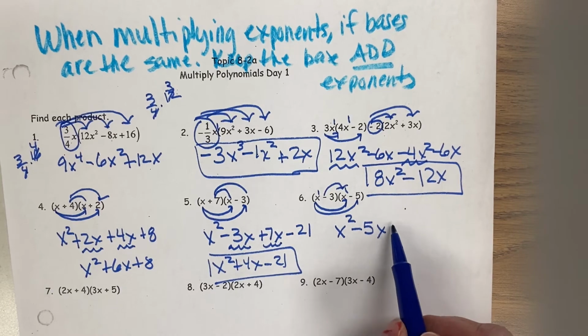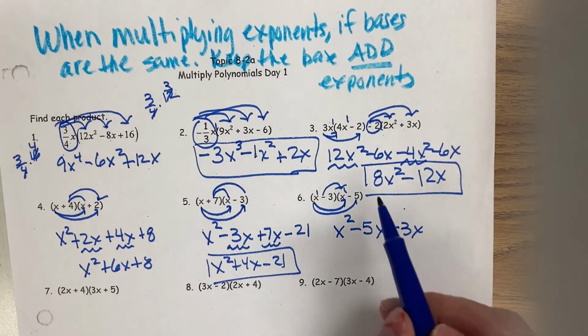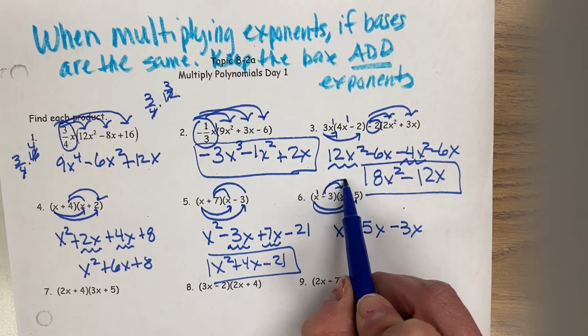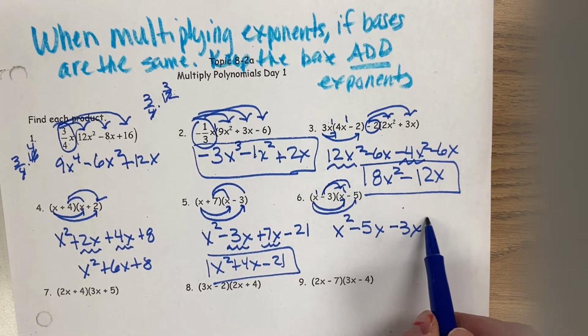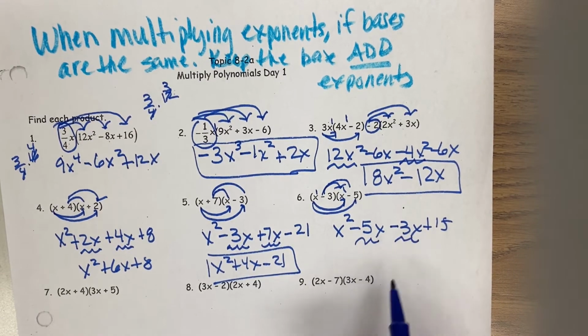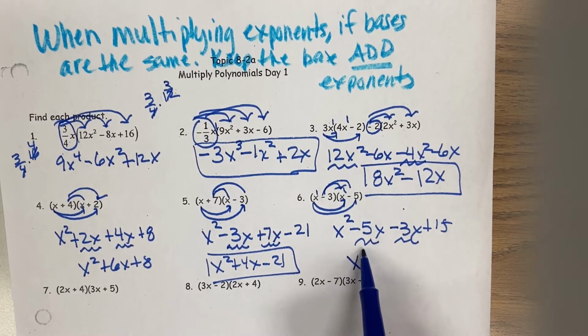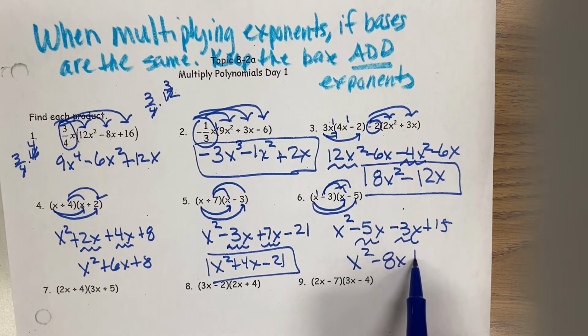So a negative times a positive is a negative 3x. Super important to make sure you keep your signs. A negative 3 times a negative 5 is a positive 15. We're going to go in and clean up, combine our like terms. So we have x squared minus 8x plus 15.